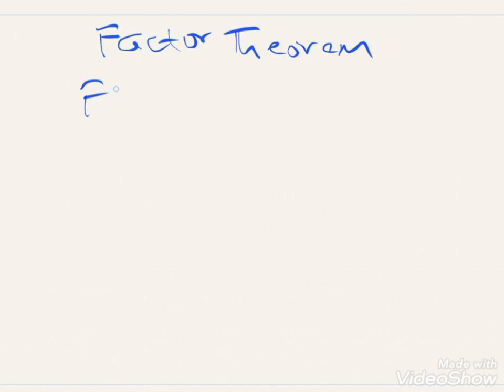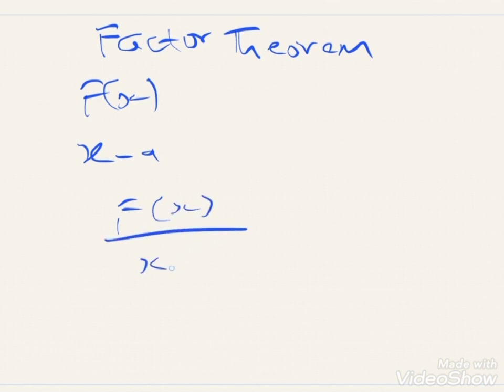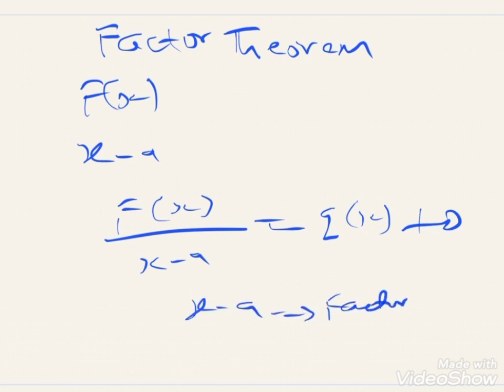if there is some polynomial f of x, where f is a polynomial in the variable x, and there is a linear factor x minus a, such that the division of f of x by x minus a gives another polynomial q of x, plus a zero remainder, then x minus a is a factor of f of x, and a is a solution of f of x. So this is the statement of the factor theorem.